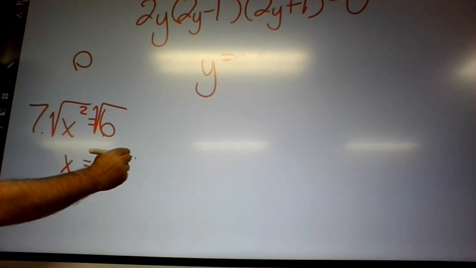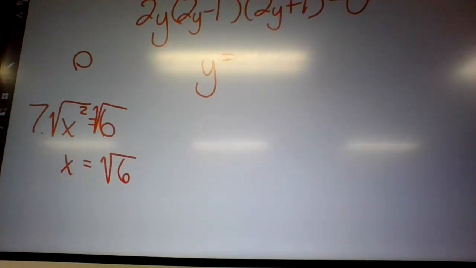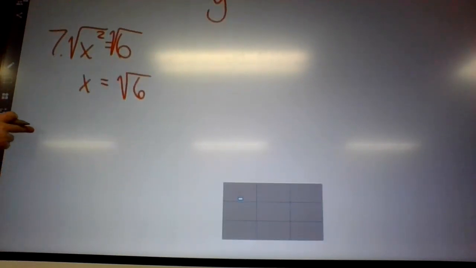So does the square root of 6 simplify? No, because it's just 3 times 2. There's no doubles in it. There is something a little bit wrong with my answer.